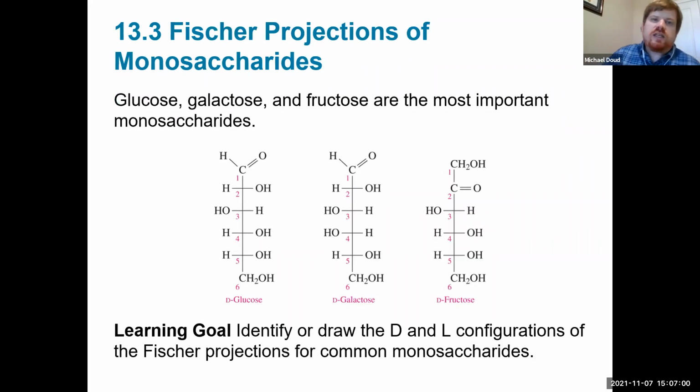Okay, so let's take a look at Fischer projections of monosaccharides. I want to say up front a really important thing, which is that I'm not going to require you to memorize these structures. In fact, I will be giving you the D-glucose, D-galactose, and D-fructose structures on the test. However, you will need to be able to manipulate them. Another piece of good news is that for the next two tests, the organic chemistry test and the biochemistry test, those will both be open note. So you will be able to take notes on these chapters and use them in your test.